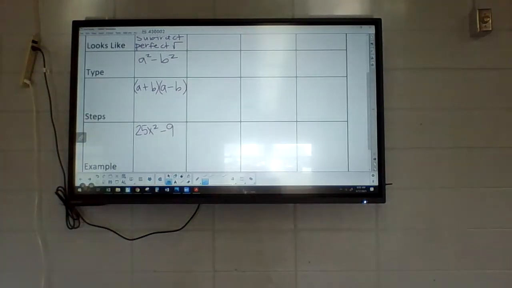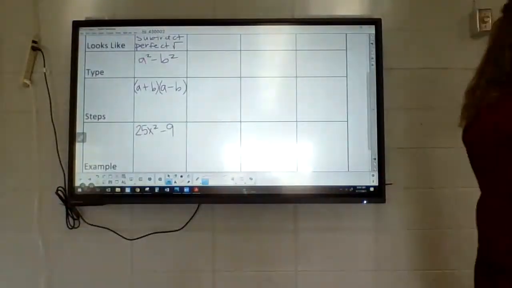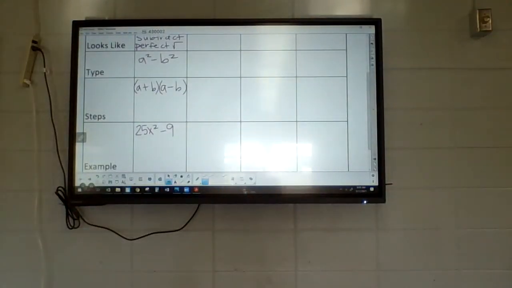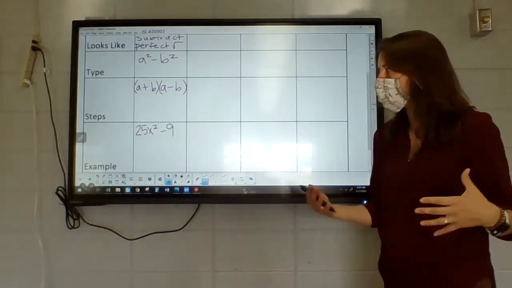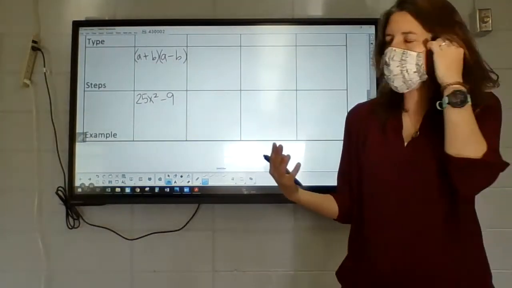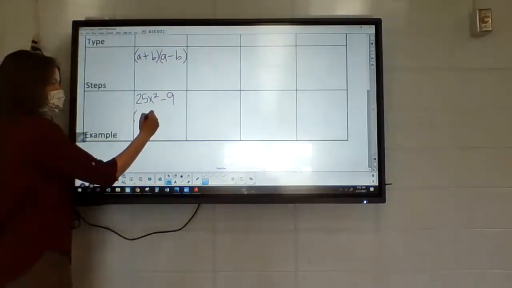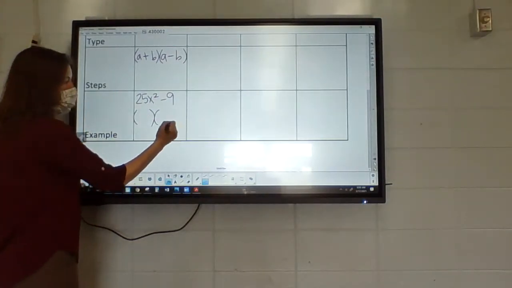So I see here there's two terms. It's subtraction, and they both happen to be perfect squares. Now there's no GCF, 25 and 9 don't have a common factor, so we don't have to factor anything out. This is the type that if you have trouble with knowing your perfect squares, you could use the little square root button on your calculator. Hopefully these are ones you know.